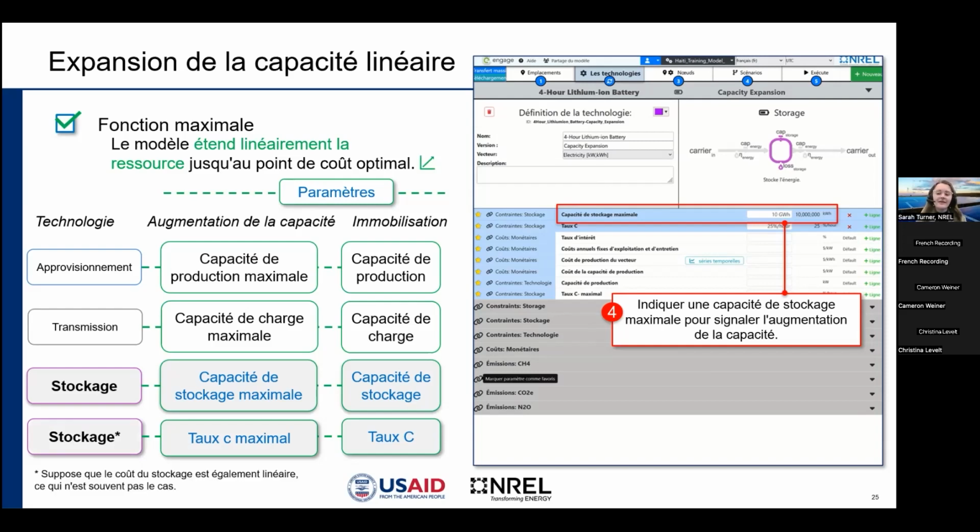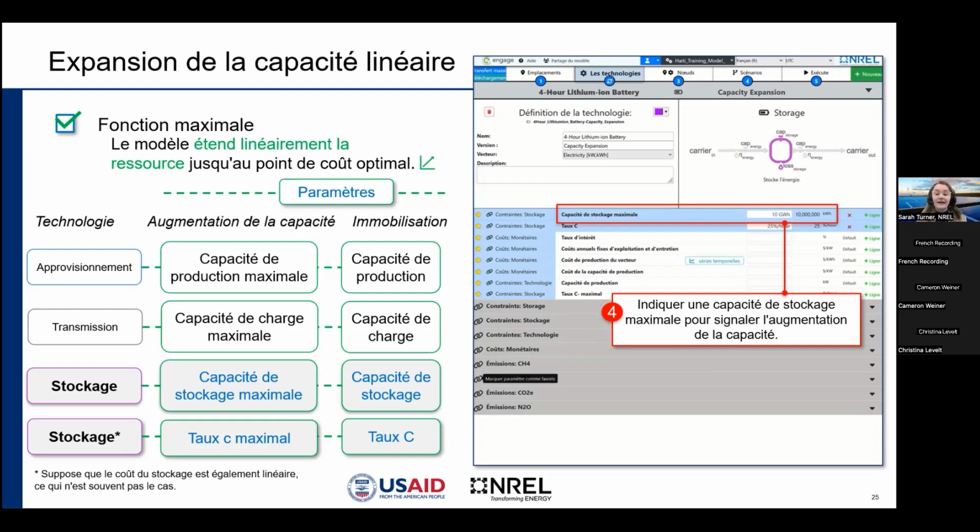You'll notice that even the C rate has a maximum parameter, meaning that the storage duration could also be capacity expanded to meet the optimal discharge rate for demand. The only problem with this approach is that it assumes that the cost of storage is also linear. This is not the case for many storage systems, where usually the bigger they are and the more they store, the more expensive the technology can get on a kilowatt basis.